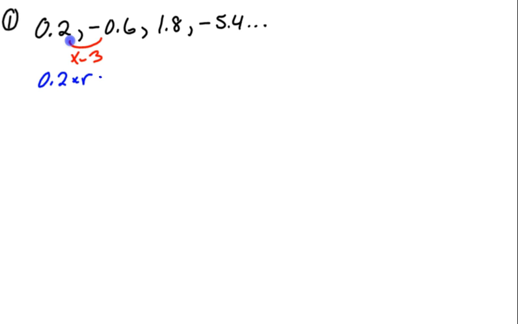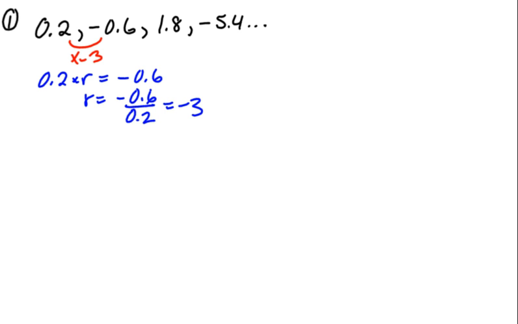0.2 times some number r has to equal -0.6. So r has to be -0.6 divided by 0.2, which is -3. Then just check to see that the second term times -3 equals the third term, times -3 equals the fourth term, and then you know that your r value is correct.